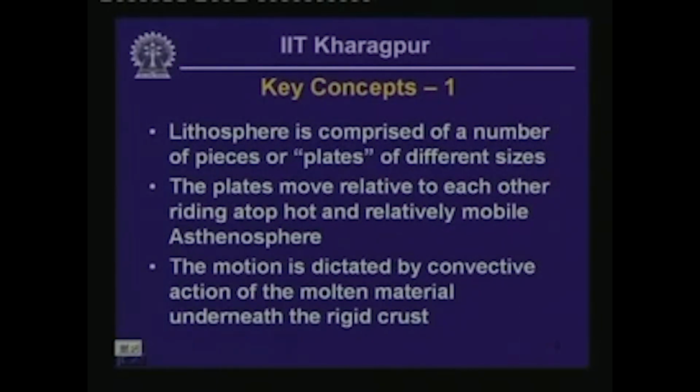That is the key ingredient of this particular theory. Then the theory suggests that the plates are in relative motion with respect to each other, and they ride on top of the hot and relatively mobile asthenosphere, and this relative motion of these plates is dictated by convective action of the molten material that is underneath the rigid crust. Now you can imagine what I mean by that is this.